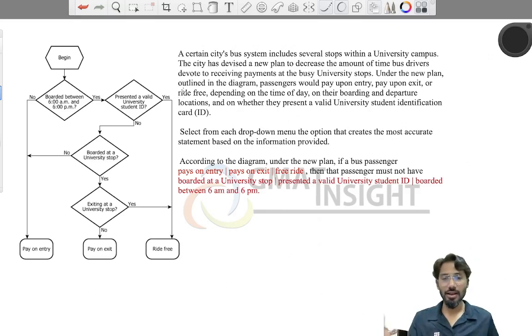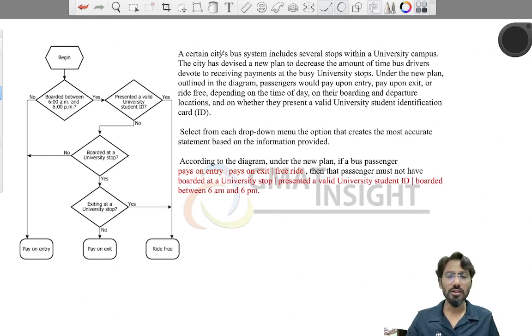Hey guys, now I'm going to make another solution for one of the official questions of data insights. So it's a graph interpretation question where we can see that we have clearly a flowchart right here. Let's just quickly understand how exactly this flowchart is working. So we have to begin from here, then board it between this. So basically maybe something about the train or something.